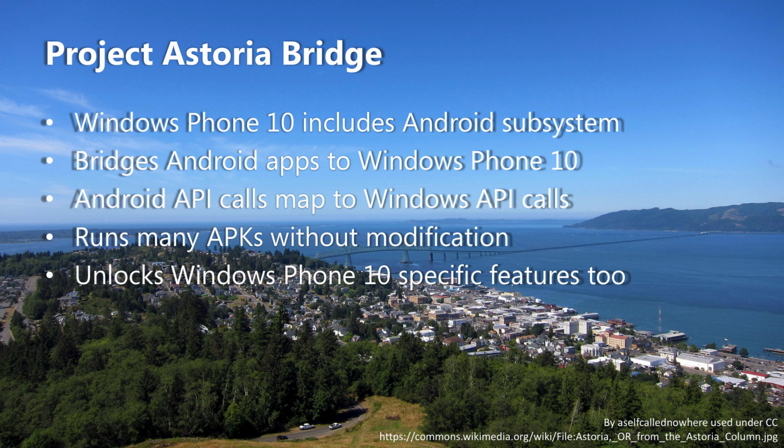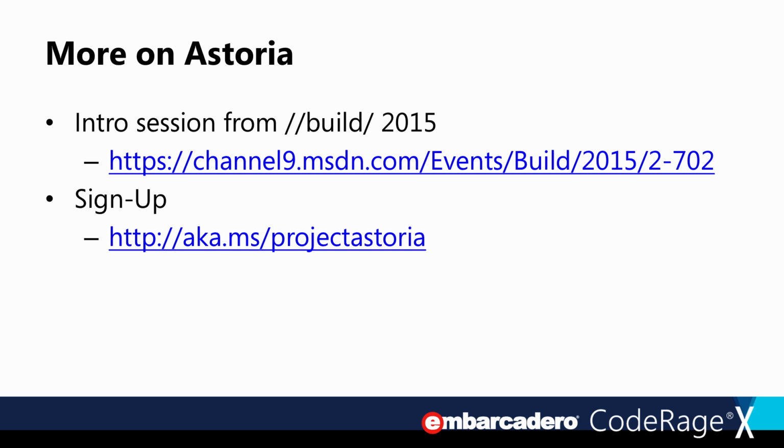If your app is using Google API specific calls like Google Maps or Google Cloud Messaging, then your app will need to be updated to instead call the Microsoft equivalent so that it can take advantage of those Windows 10 equivalent features. To learn more about Astoria, check out the intro session from Build 2015 available there. And you can also sign up for Project Astoria. It's actually in beta right now. And if you caught the product address, Marco Cantu showed an example of a FireMonkey application running on Windows Phone 10, thanks to Project Astoria.